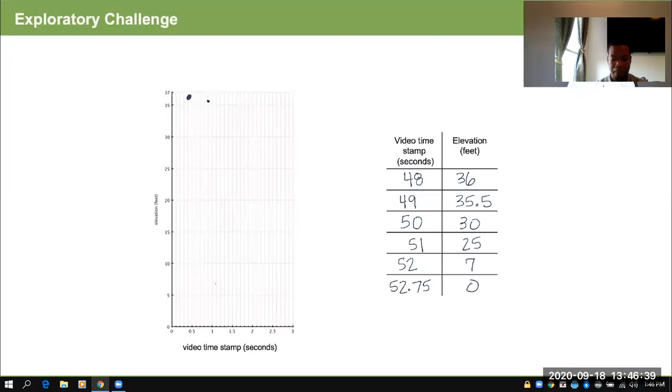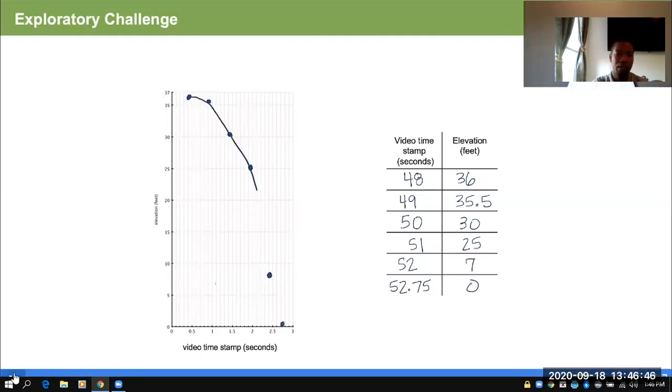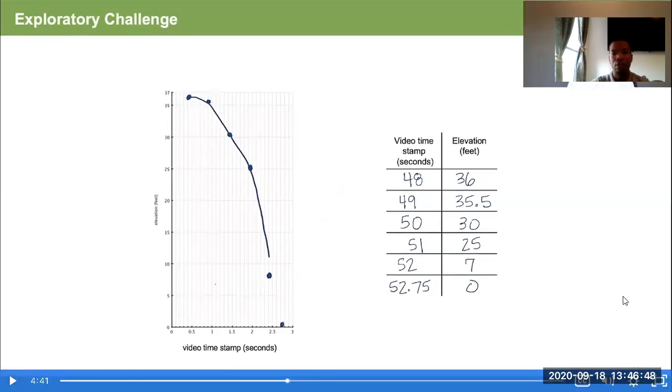And then when we graph this on our graph paper, here's a nice representation of what our graph will look like. And I'm going to pause again at this point.